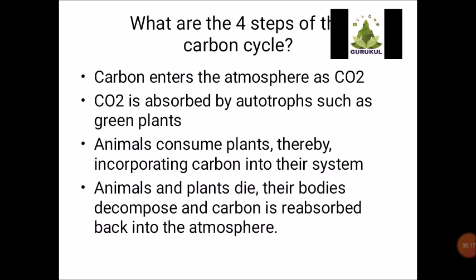So the 4 important steps in the carbon cycle are: first, the carbon enters the atmosphere in the form of CO2, carbon dioxide. Second, CO2 is absorbed by the autotrophs such as green plants. Third, animals consume plants, thereby incorporating carbon in their system. Fourth, animals and plants die, their bodies decompose, and carbon is reabsorbed back into the atmosphere. So these are the 4 main important steps.